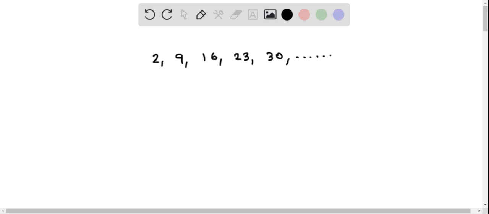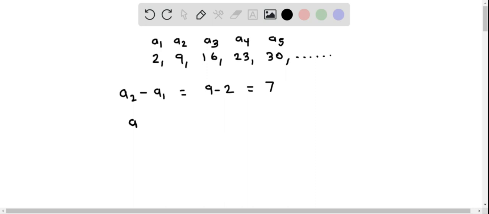I'm going to consider A2, that is the second term, and A1. So I find this difference A2 minus A1, and this equals, let's designate the terms. This is A1, this is A2, this is A3, and this is A4, and this is A5, that is the fifth term. So let's find this A2 minus A1, and this equals 9 minus 2, and this equals 7.